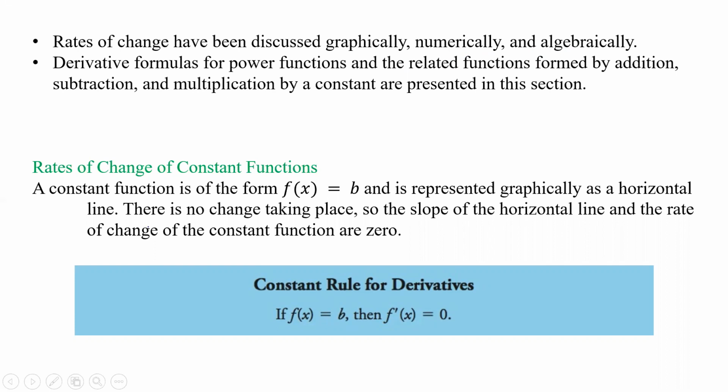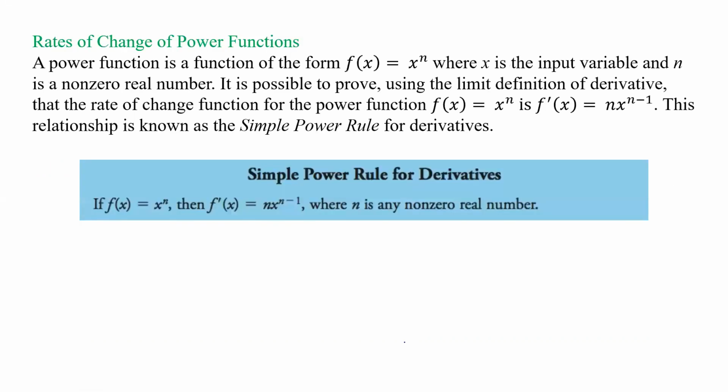And so what is there? There's no change taking place. So the slope of the horizontal line and the rate of change of the constant function are 0. So in rule format, the constant rule for derivatives is: if f of x is equal to b, then f prime of x is equal to 0. So if we had f of x equal to, say, 5, then f prime of x is equal to 0. It doesn't matter what our constant is, the derivative is always going to be 0.